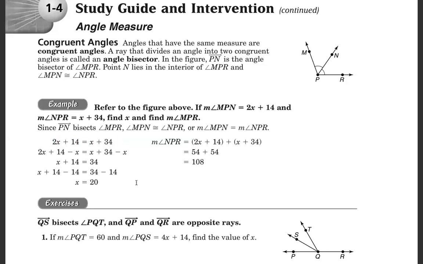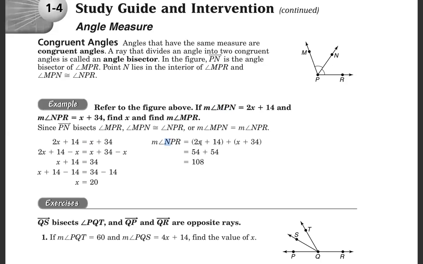I don't know if you hear the grass cutting going. Okay. And then the question is to find the measurement of MPR. But when you look at the figure, MPR is a combination of MPN and NPR. So to find the measurement of this whole angle from side PM to side PR, we need to construct another equation. Okay, this is a typo error. This should be MPR, not N.